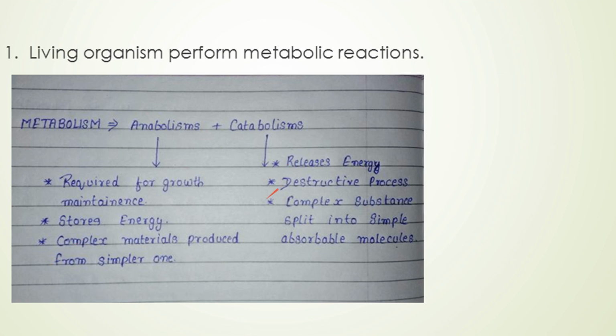It is a destructive process. Here, complex substances split into simple absorbable forms of substance. So catabolism is a destructive process or energy giving process. Anabolism is an energy formation process, not an energy giving process. So anabolism is constructive and catabolism is a destructive process.